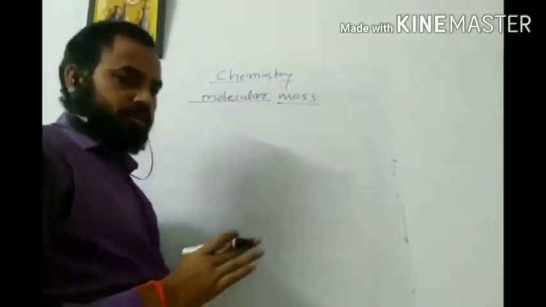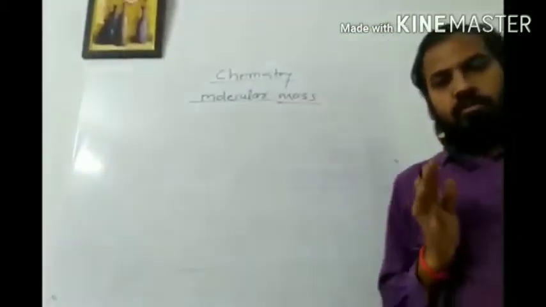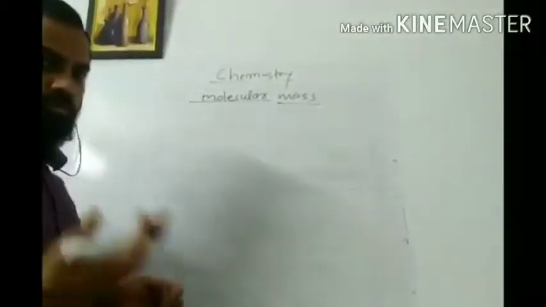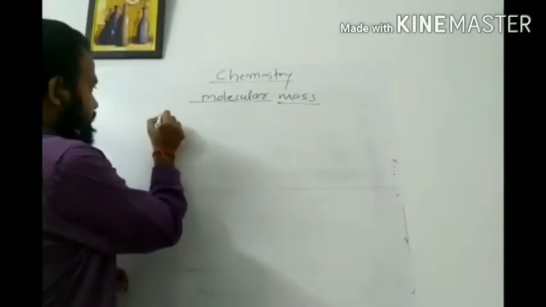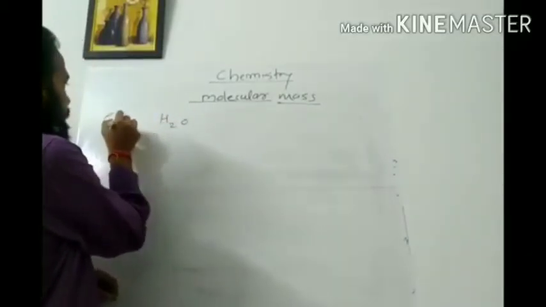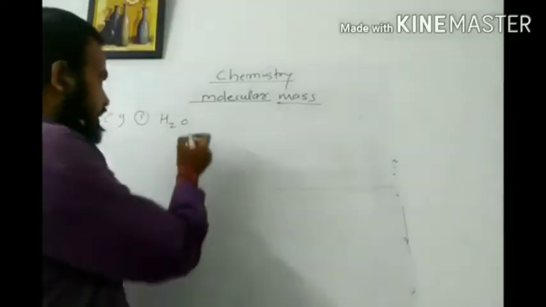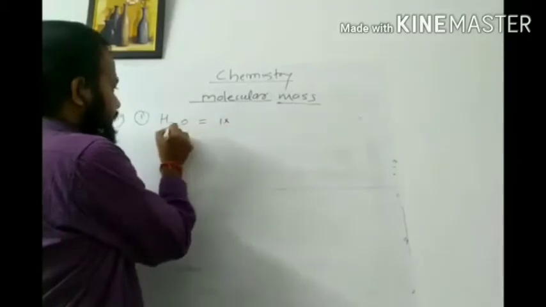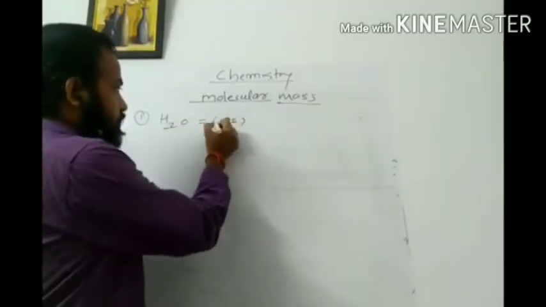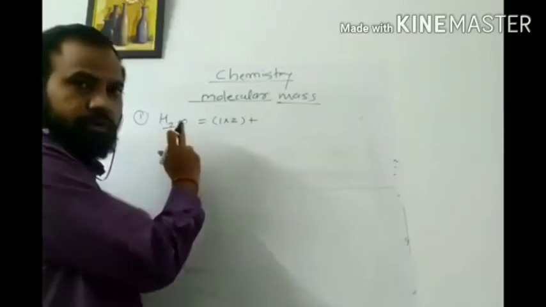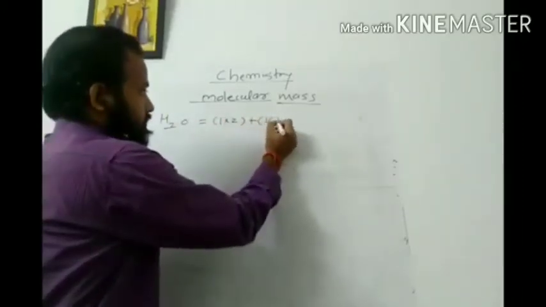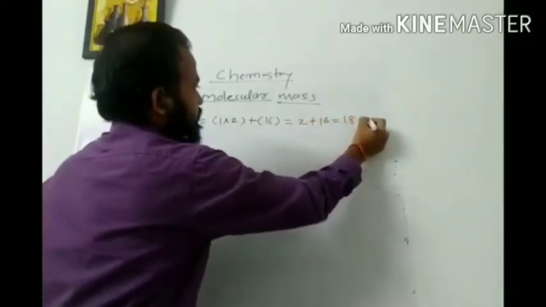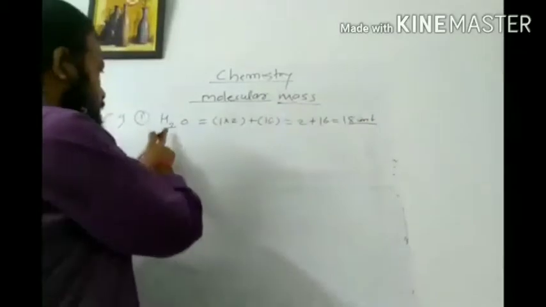Basically, it is the total mass contained in a molecule. We can say it is the actual mass contained in a molecule. Let us take the first example, H2O. As we all know, the hydrogen atom has atomic mass 1. Here 2 atoms are there, so I will multiply it by 2. Then I add oxygen, only 1 atom is there, and its atomic mass is 16. So it becomes 2 plus 16, so I can say 18 unit is the molecular mass of H2O.